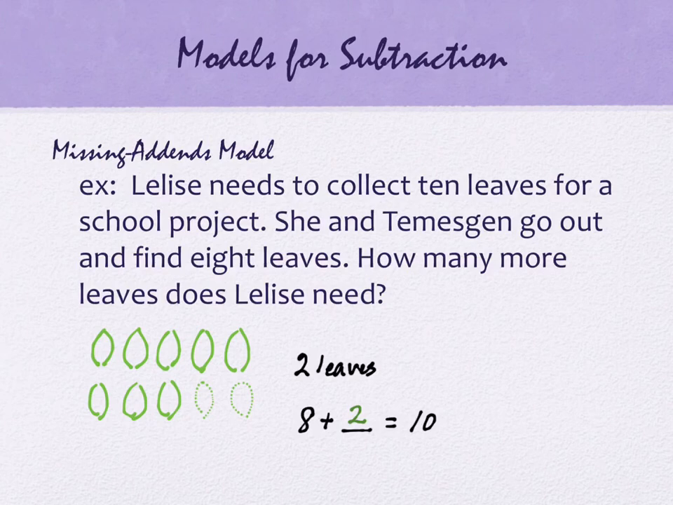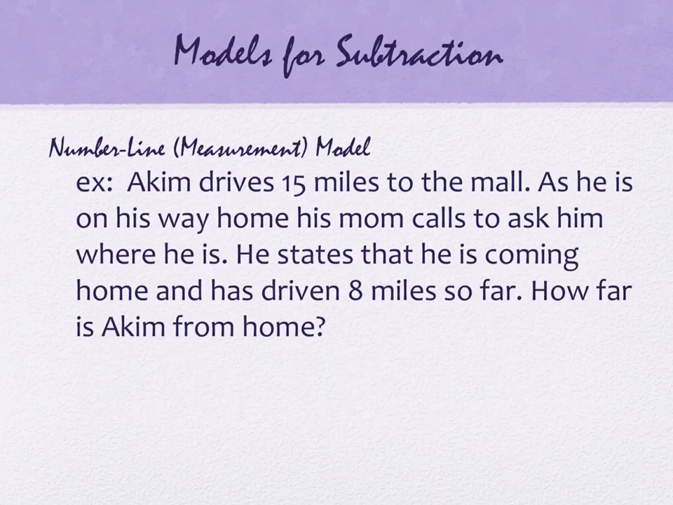Okay, so we have takeaway, we have missing add-ins, and the third one we have is called comparison. So the comparison, I'm sorry, your book doesn't do comparison anymore. Comparison is the one that they decided to drop. You don't know why. Number line is the one they kept. Okay, so number line, the measurement model.